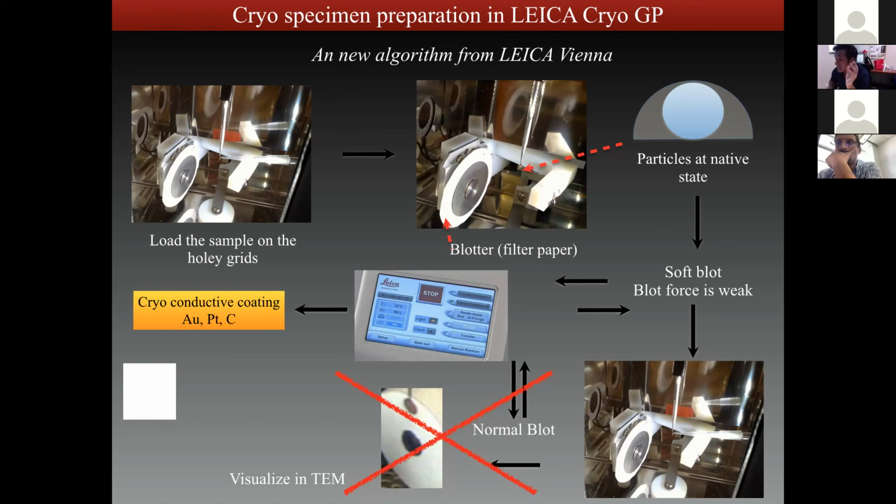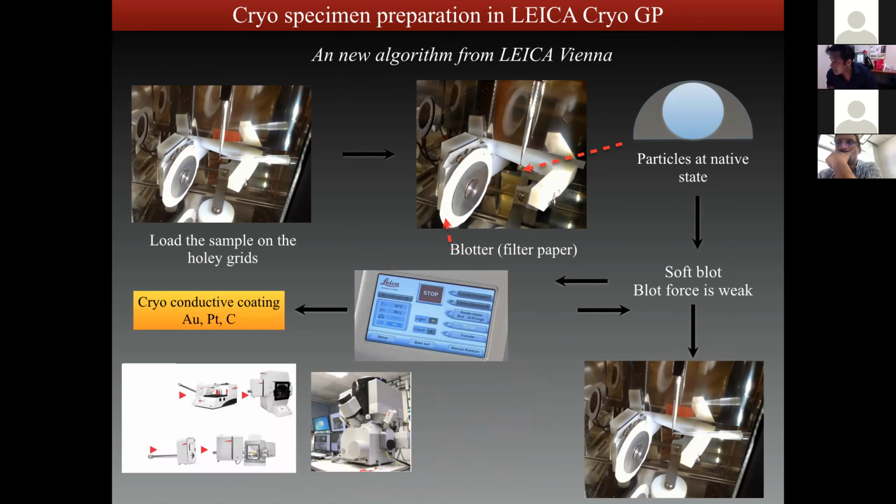we will transfer it to a cryo-conductive coating in a coater which maintains that temperature. The choice of the coating will be yours. You can do gold, platinum, or carbon. Once that is done, you can load it into the SEM, a pre-cooled SEM, and that's how it's going to be. Now, let me show you an example of this.